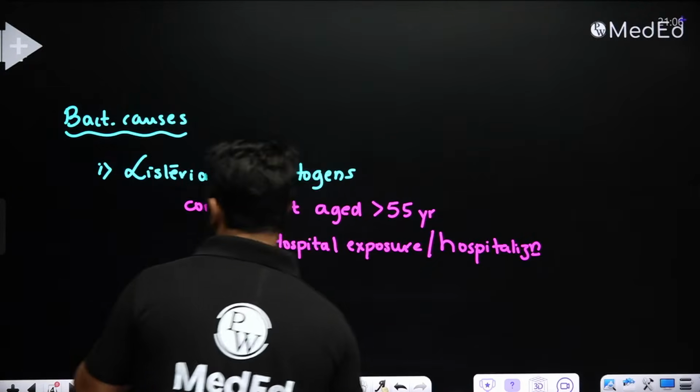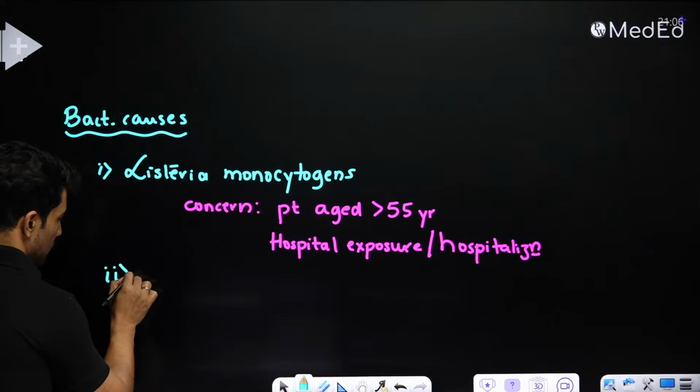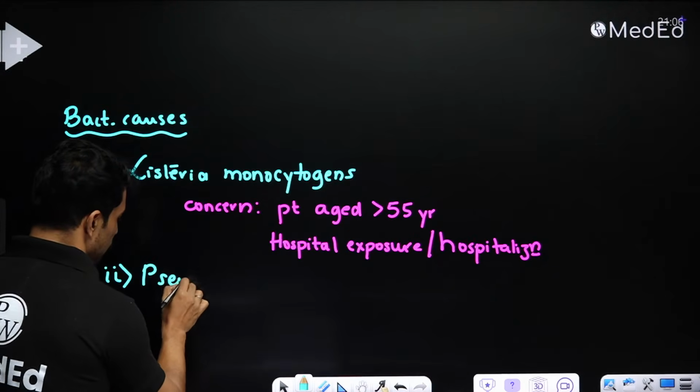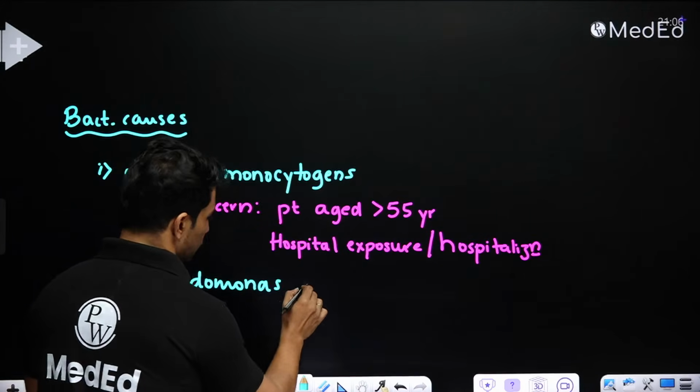Then there is a second organism which is of concern, not in every other case of meningitis, but in selected circumstances, that is Pseudomonas aeruginosa.